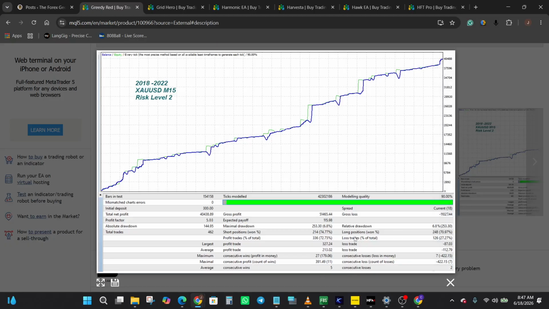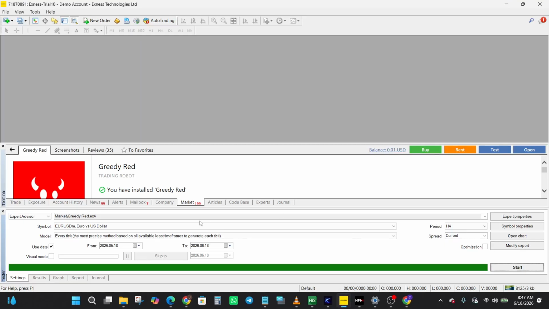Let's just head over to our strategy tester now. Let's see how this Greedy Red EA performed on EURUSD on the H4 time frame using the every tick modeling over the past month. Okay, remember that it is better to test over a longer period of time. But just for want of time, because the EA seems to be taking a lot of time for the results to be out, that's why I just had to test over the past month. At least let's see its 1 month performance. But of course, it's not sufficient enough.